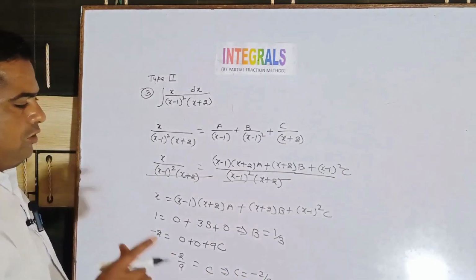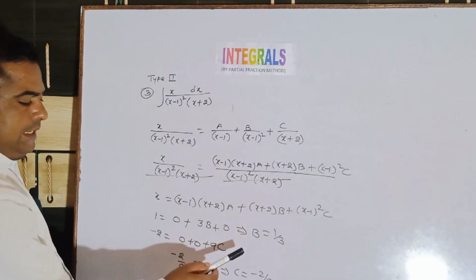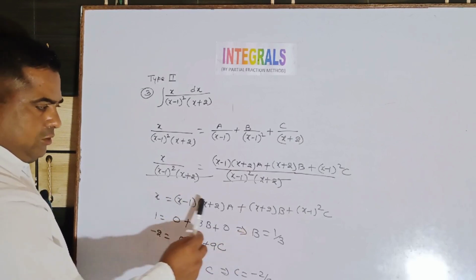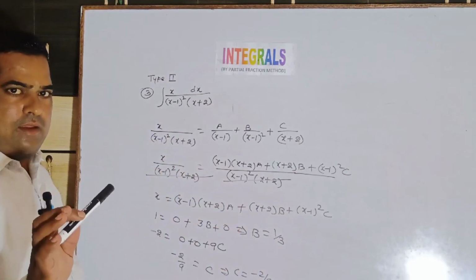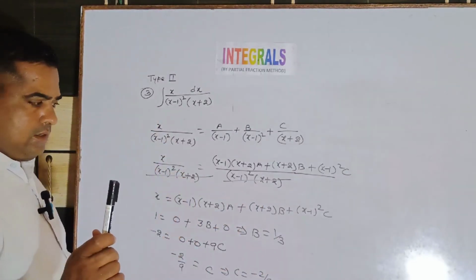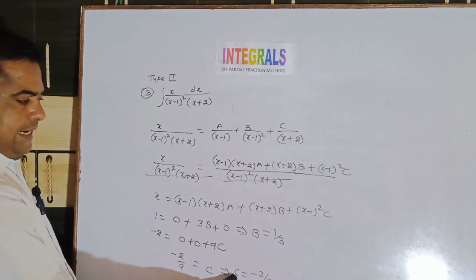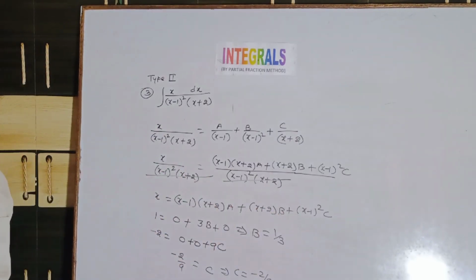Now we will find the value of a. So what is the concept to find the value of a? We will put the value of b and c in this equation and we will put x equals to 0. Then you can find the value of a. Here we will use this concept. I am repeating again. We will put the value of b and c and x equals to 0 in this equation and we will get the value of a.